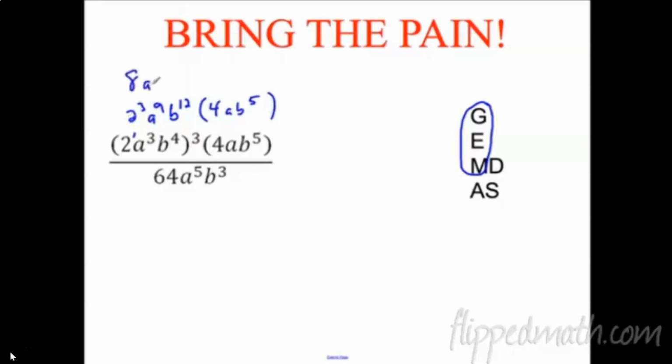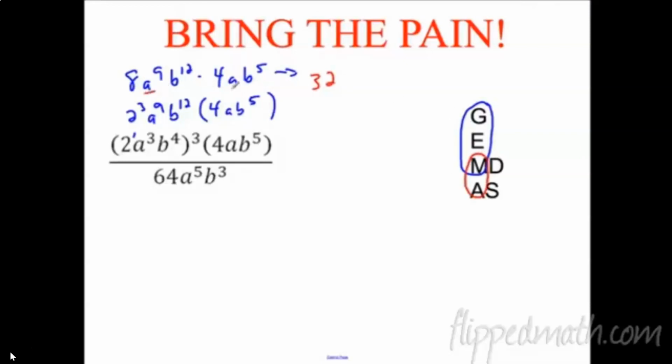So I'm looking at 8, a to the 9th, b to the 12th, times, you can do parentheses or a dot, 4ab to the 5th. So what does the top really give me here? Let's say what's going on top here. I'm going to do numbers. They're not the same base. So 8 times 4 is going to be 32. How do I know what I'm doing when I multiply? When I multiply, I'm adding.